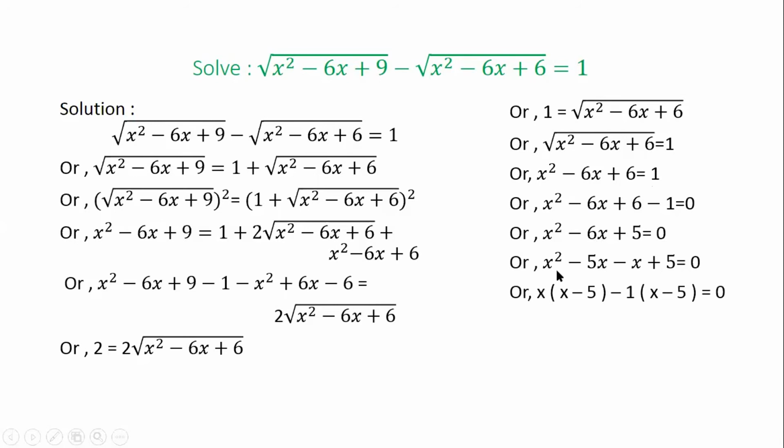But if we take common x from the first two terms, then we get x into x minus 5. And for last two terms, if we take common minus 1, then we get minus 1 into x minus 5 equal to 0. But finally, we get (x minus 5)(x minus 1) equal to 0. Here, solution x equal to 5, 1. But now we verify this equation for x equal to 5 and 1.